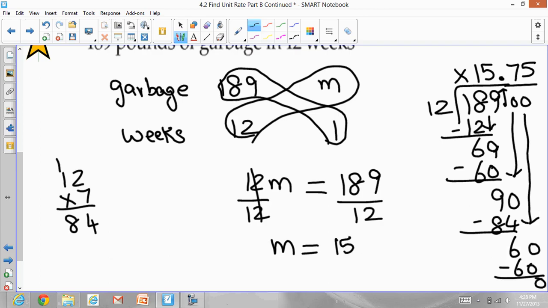So 15.75. Numbers do not mean anything on their own. So go back over here. M is the garbage. So what it means is you will be collecting 15.75 pounds of garbage in 1 week. That is what it really represents.